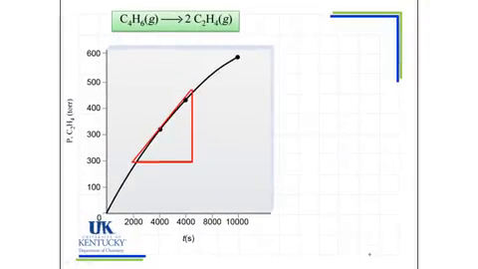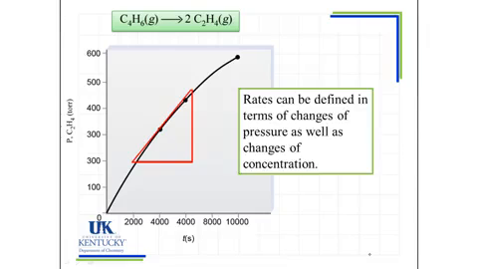Now here we have a reaction which involves gases, and you can monitor the change in the pressure as time goes by. And again, I've got a slope of the tangent line here that I could use to determine its instantaneous pressure change as time goes by. All right, so rates can be defined in terms of change of pressure as well as change in concentration. Now, this is using PV equals nRT.